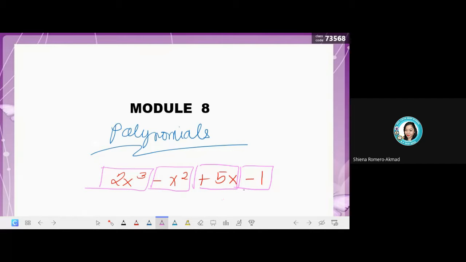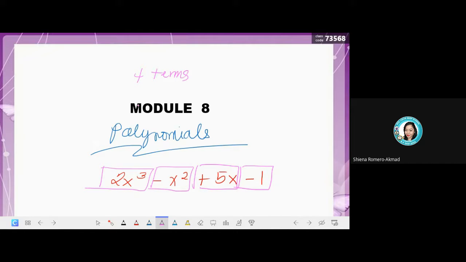Okay? So naaalala nyo, when you're in grade 7, binibilang nyo ilang terms meron ang isang polynomial. So ilang terms ba meron tayo dito? Pakibilang nga. Yes, correct, Jimenez. The number of terms that we have in this example is 4 terms. So there are 4 terms.